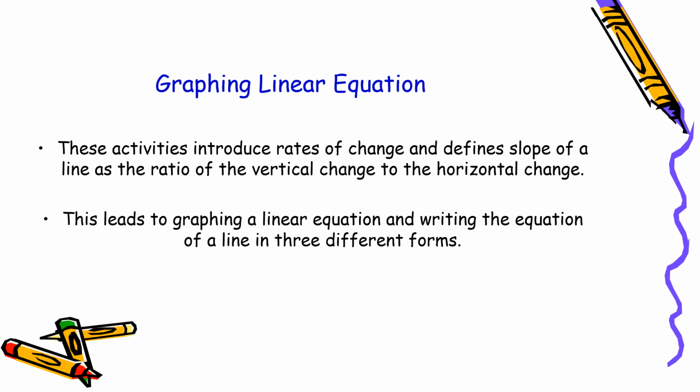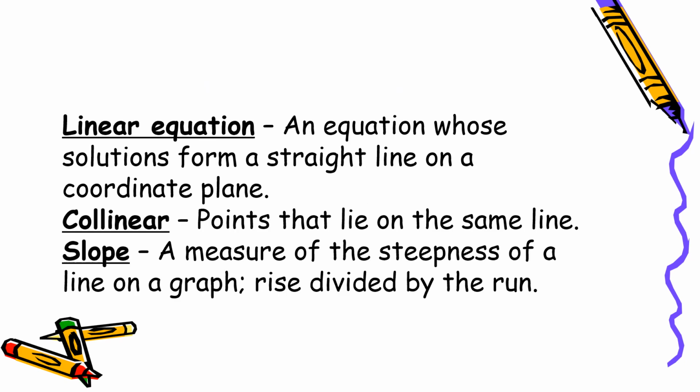Graphing linear equations. These activities introduce rates of change and define the slope of a line as a ratio of vertical change to horizontal change. You already have an idea about the slope and writing linear equations. This time we're going to graph a linear equation and determine different types of lines. First, we have the vocabulary.